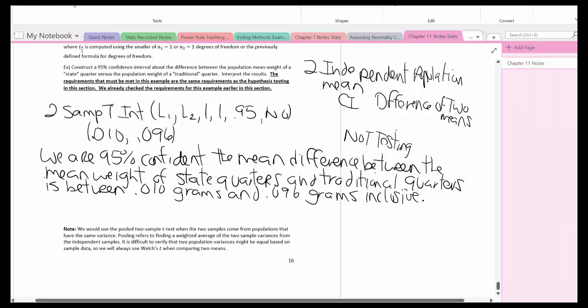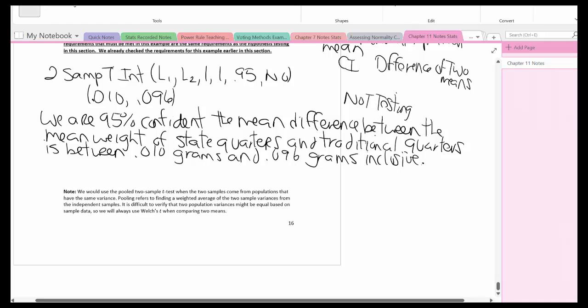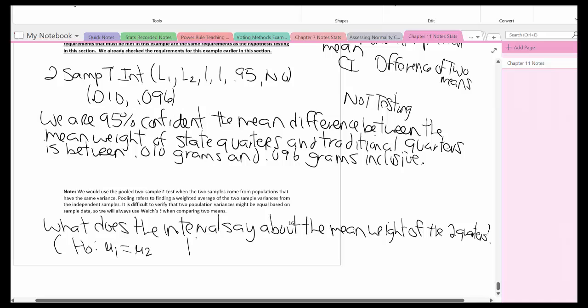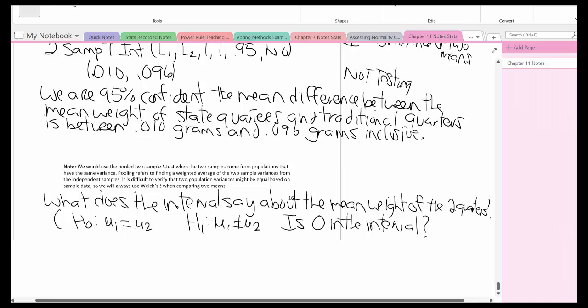But I'm going to write another question below, and I'm going to try to answer that slightly differently. What does the interval say about the mean weight of the quarters? Now remember, I'm going to write this in parentheses just to give you an idea of the thought process behind this. Okay. And again, here's the question. Is 0 in the interval? Well, let's take a look at the interval. Clearly, 0 is not in the interval.